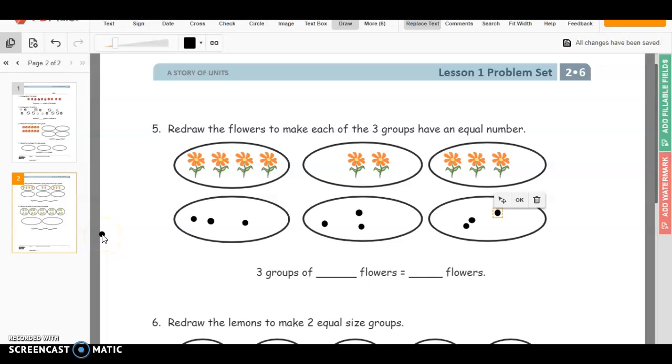So now I want to answer my answer statement. 3 groups of blank flowers equals blank flowers. So 3 groups, and in each group I have 1, 2, 3. So 3 groups of 3 flowers equals blank flowers. I know that this is going to tell me my total, and I know that my total is 9.